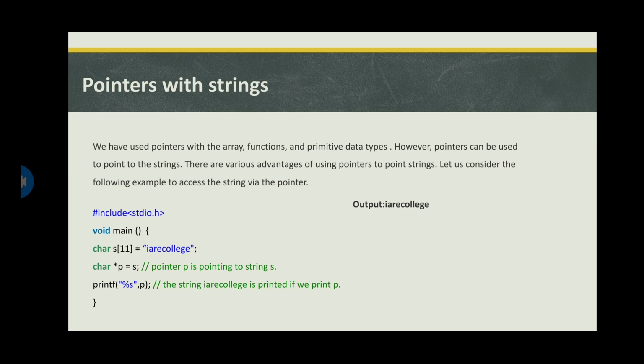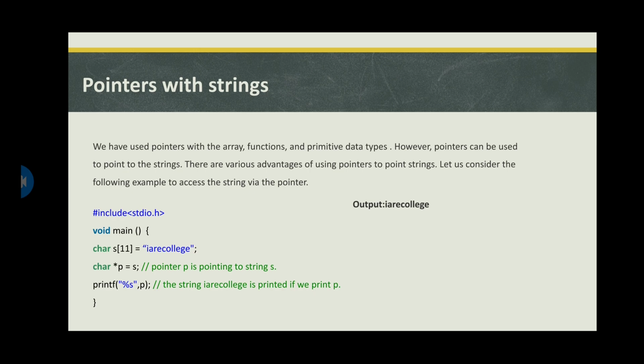Let us define pointers for strings. Before, we used pointers with arrays, functions, and even with primitive data types, like int star p for primitive data. However, pointers can also be used to point to strings. There are various advantages of using pointers to point to strings. Since a string is defined as a character array, the advantages of using pointers with character arrays apply to strings as well. Yes, a character array is defined as a string. If there are advantages for the array, there will be the same advantages for the string.